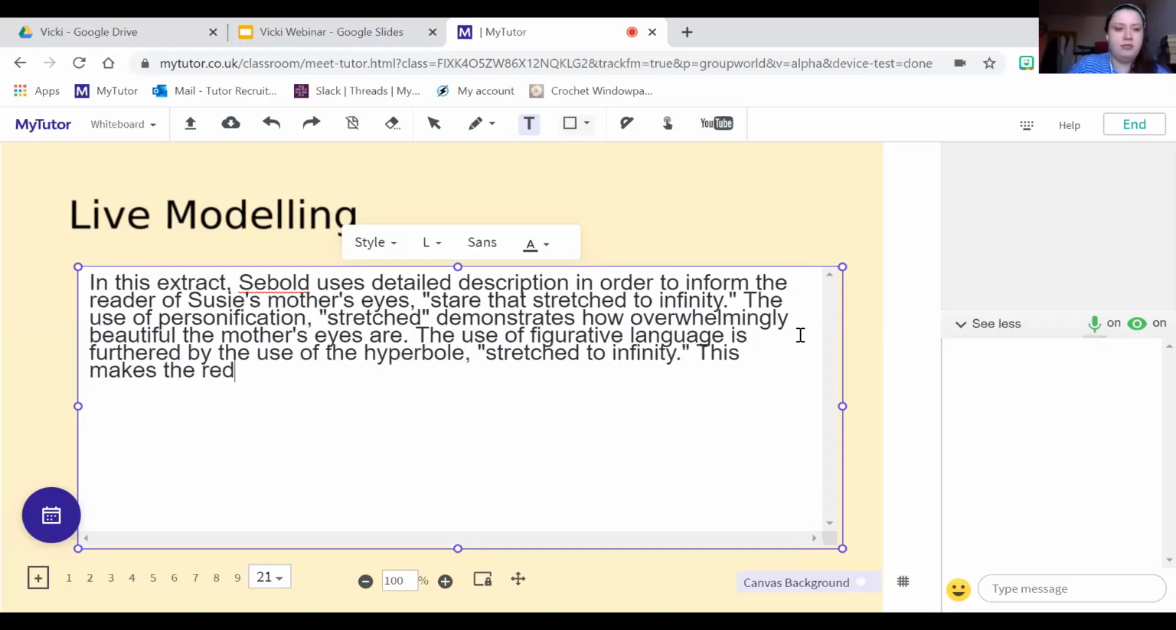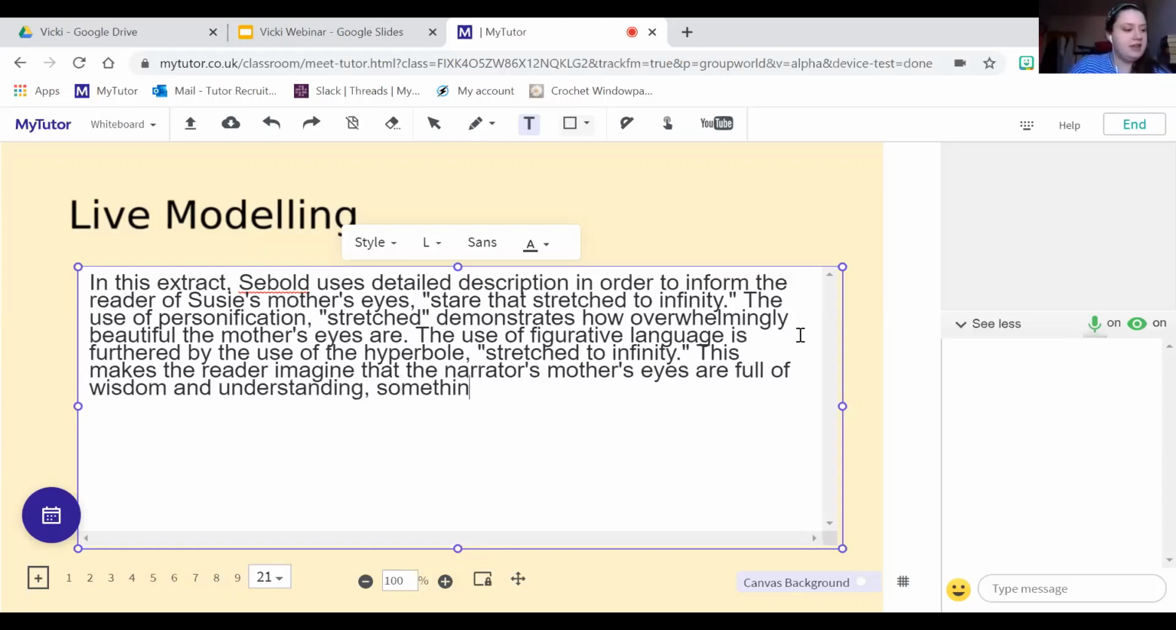This makes the reader, so now I'm giving an impersonal, personal response, if you like. So I'm giving a blanket term, this makes the reader feel, instead of this makes me feel, but I'm still talking about how this might affect someone personally. So this makes the reader imagine that the narrator's mother's eyes are full of wisdom and understanding, something which resonates throughout her entire being, at least from Susie's perspective.